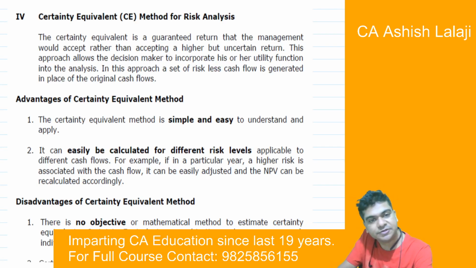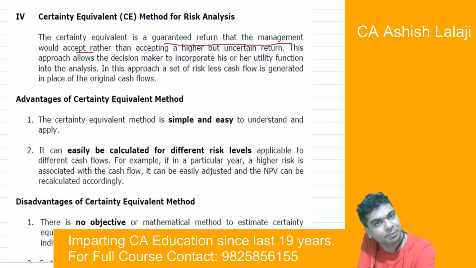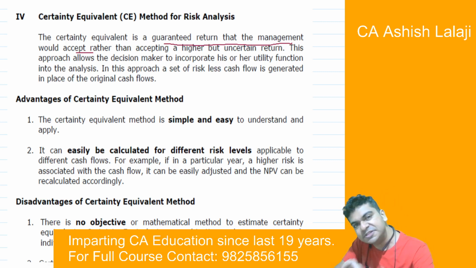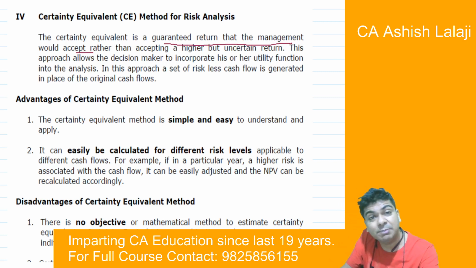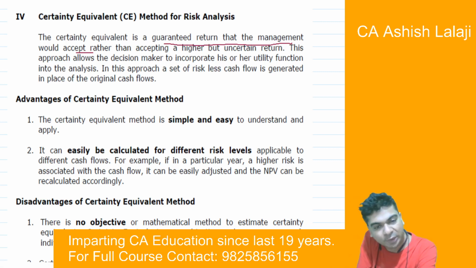We see the write-up with respect to the same. They are saying the certainty equivalent is a guaranteed return that the management would accept. As I was saying, out of the entire cash flow of rupees 1 lakh, 70,000 is certain. So as a management, I will do analysis on the basis of 70,000. I just ask myself that, okay, forget about that extra 30,000, which we may or may not get. 70,000 in any case, I am going to get. So using the guaranteed cash flow, I will carry out my entire analysis. So that is what I'll be doing here.